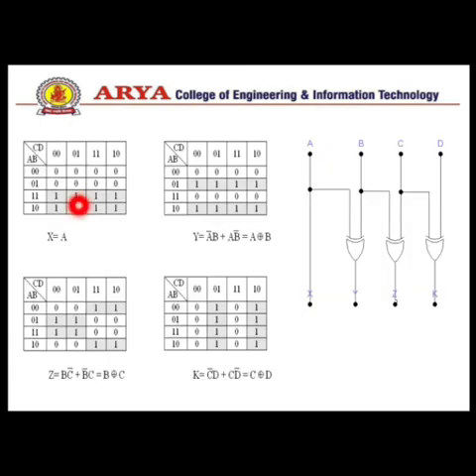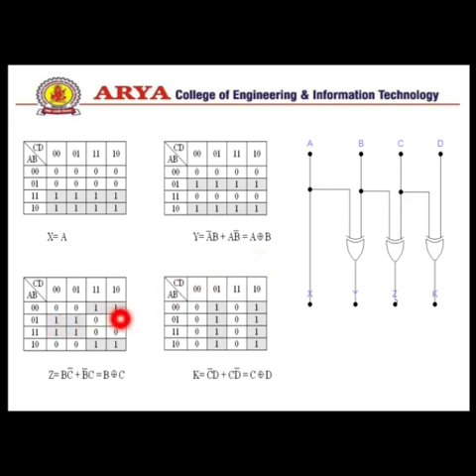We can easily see that the octal value 1 is common to all octal bits, so x equals a. In y we can draw two quads. The value of the first quad is a bar b, and the value of the second quad is a b bar. So y equals a bar b plus a b bar. We can simply write that as a XOR b.